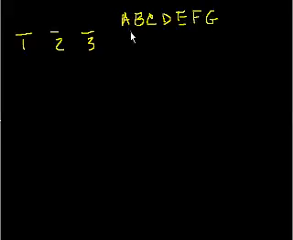F, G. So we have 7 people, and what I want to know is how many different ways can these 7 people sit in these 3 chairs? Well, before anyone sits down, let's arbitrarily pick a chair. These are just arbitrary labels for the chairs, but let's start at the left with chair number 1.